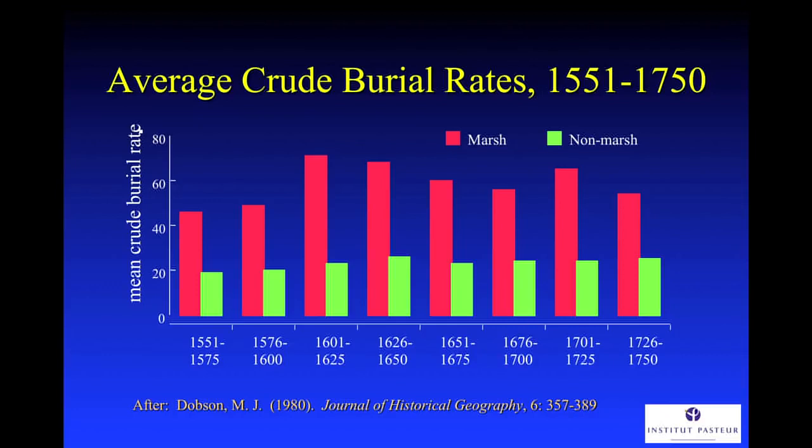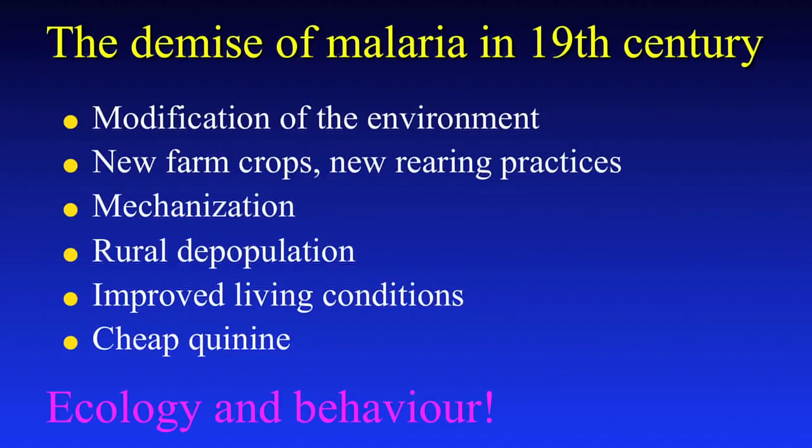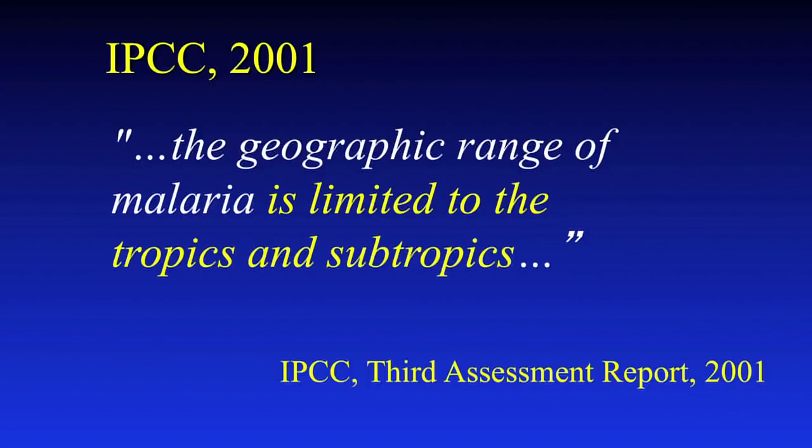The reasons that malaria disappeared are very multiple. Changes in the environment, the environmentalists should really take note. New crops and new practices for rearing cattle, mechanization, depopulation of the countryside, so movement, better living conditions, cheaper quinine. Nevertheless, the IPCC state with great confidence the geographic range of malaria is limited to the tropics and subtropics.